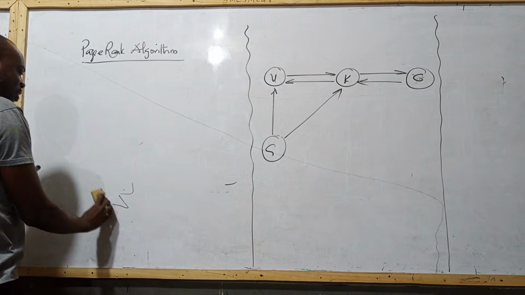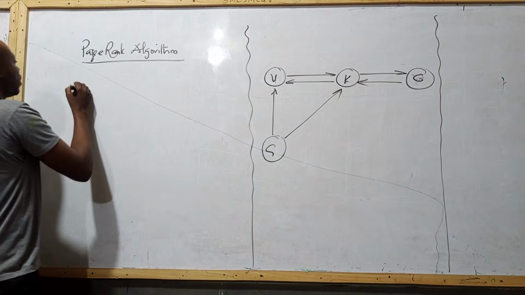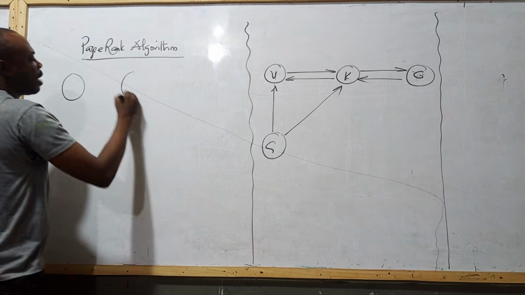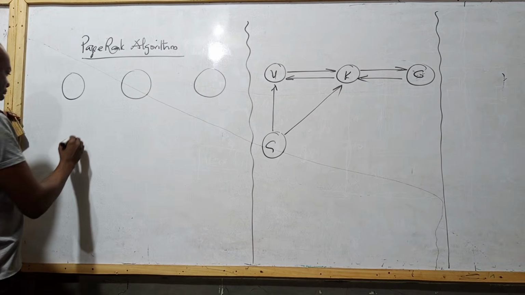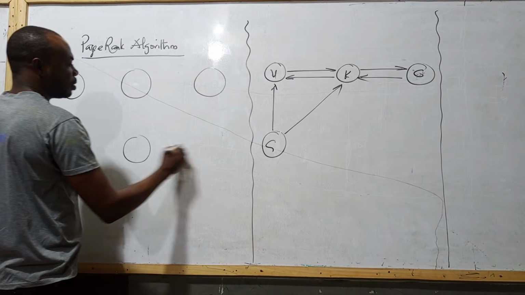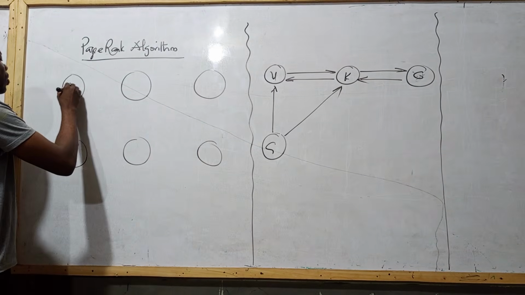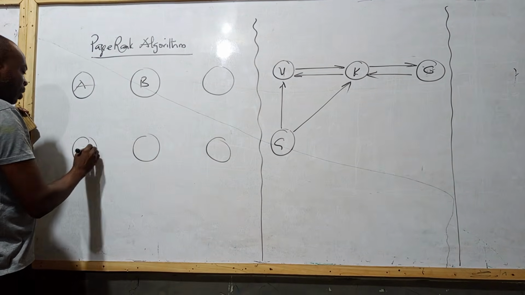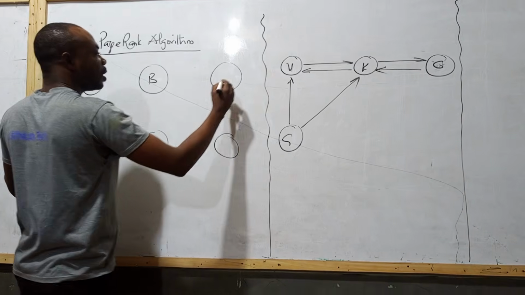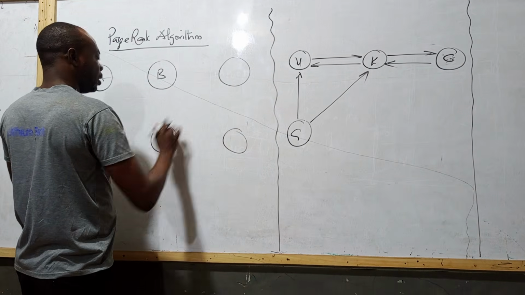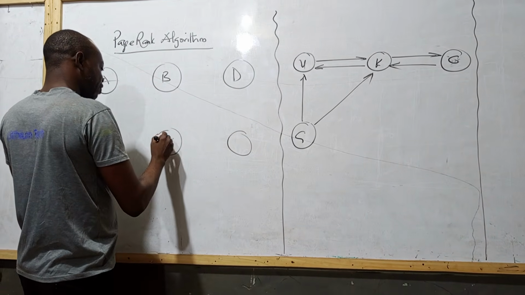So let's see. For example, I have a website here. We have this, and we have that. So let's label them. If I have A, B, C, D, let me put B here. Then I have E here.